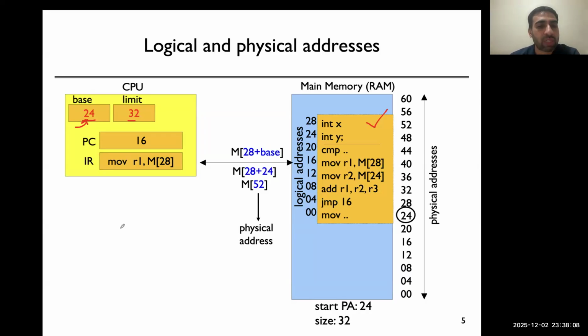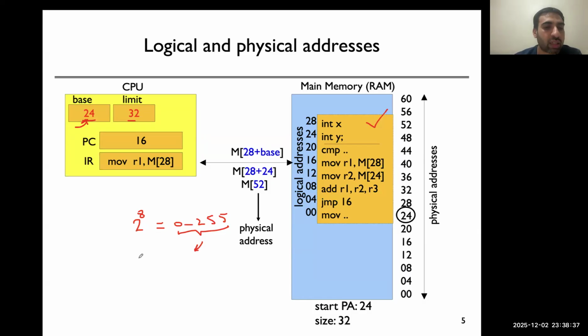So if you have 8-bit addresses, what are the total number of locations which you can address? 2 raised to power 8, right? So 2 raised to power 8 means 256 locations. So the address range will be 0 to 255, right? It means that all the addresses which your program can generate should be in the range of 0 to 255. So this is the logical address range.